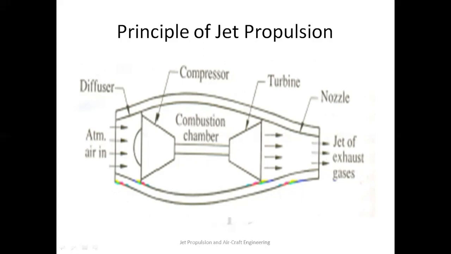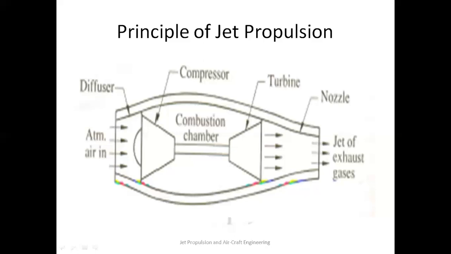So only a partial amount of gases is expanded in the turbine, while the remainder goes to the nozzle, where further expansion of flue gases takes place, and these high pressure gases are converted into high velocity. Because of that, we get a jet of exhaust gases at the exit of the nozzle, which provides thrust in the opposite direction.